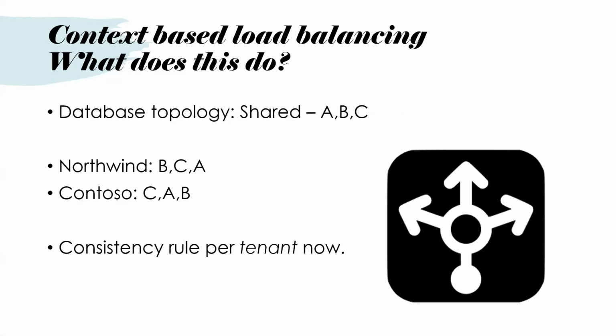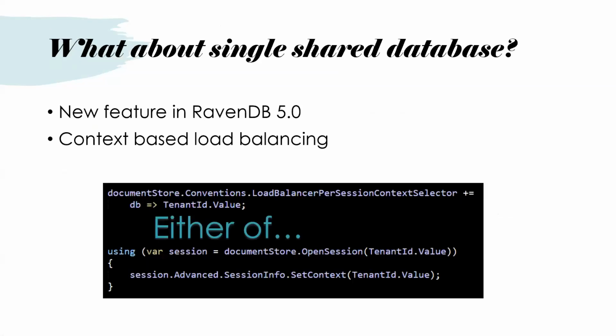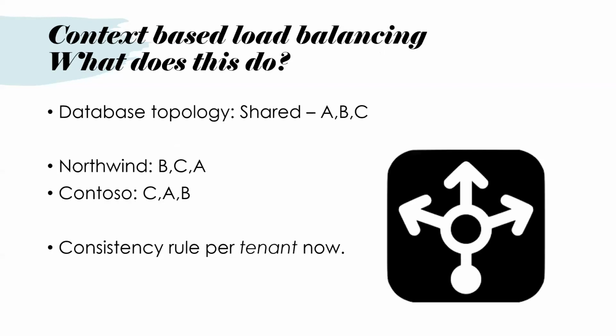Now, with the context load balancing, we ensure that the two queries on the same context will always have the same topology. And if they have the same topology, then we know that we'll always go to node B, because this is what node B does. And the other context will always know to go to C. So we don't have to worry about single node consistency.